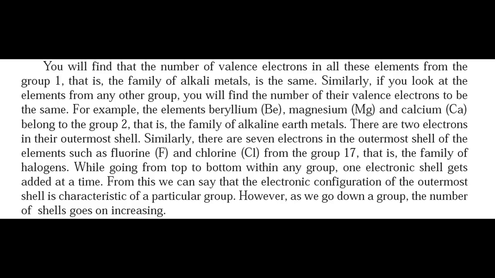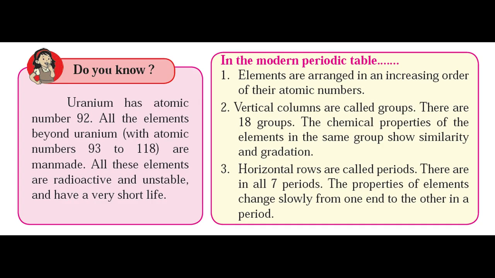Similarly, there are 7 electrons in the outermost shell of the elements such as fluorine and chlorine, and they come from group 17, that is the family of halogens. While going from top to bottom within any group, 1 electronic shell gets added at a time. From this we can say that the electronic configuration of the outermost shell is characteristic of a particular group. However, as we go down a group, the number of shells goes on increasing. That's pretty clear. Now let's go through these important facts.